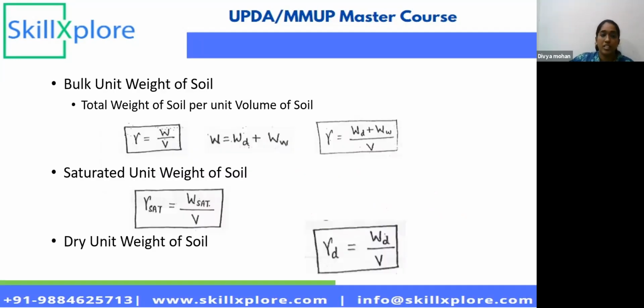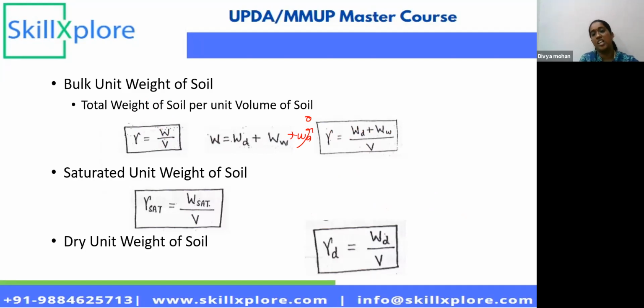And one more thing is the bulk unit weight of soil, and we'll be dealing with the unit weight and density. These are the important notations while calculating the behavior of soil. The bulk unit weight, the total unit weight, is the total weight of soil per unit volume of soil. So the total weight is comprised of WD and W water. Since WA is negligible, close to 0, we are omitting it. So gamma is equal to (WD plus WW) by V. So it is a bulk unit weight.